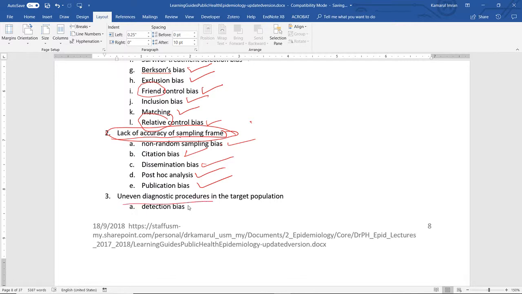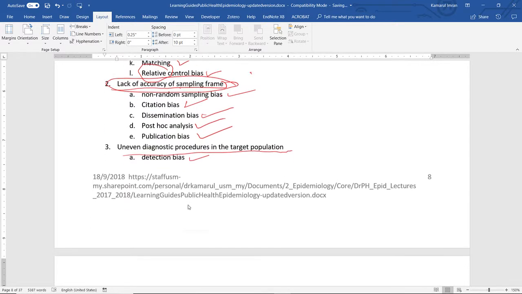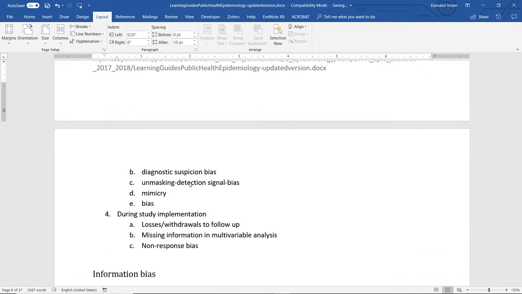Uneven diagnostic procedures in the target population. So detection bias. Error in detection. Diagnostic suspicion bias, unmasking detection signal bias, mimicry bias itself. I don't know what this is. Okay, let's remove this one.